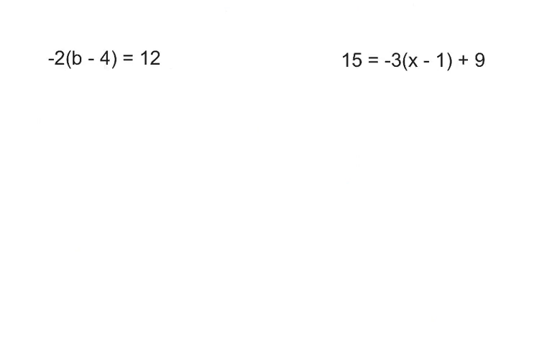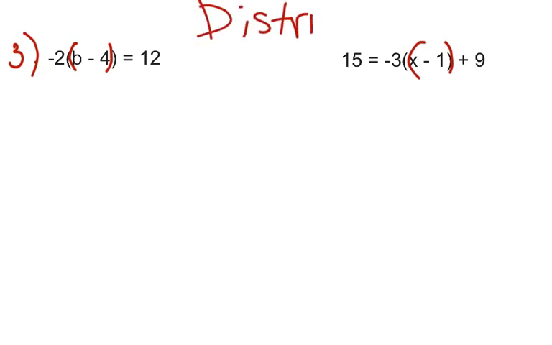Okay, our last two examples now. We have example 3 on the left-hand side. Both of these examples involve the distributive property. See the parentheses here? This means we have to distribute first. So step 1 is going to be distribute. And again, you're distributing the number outside the parentheses to everything inside the parentheses only.